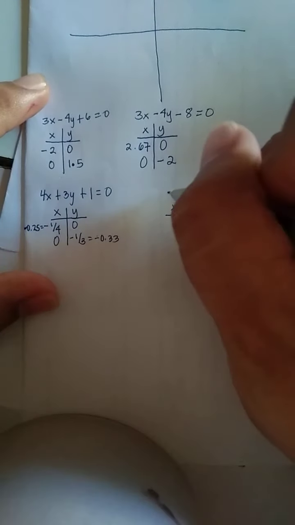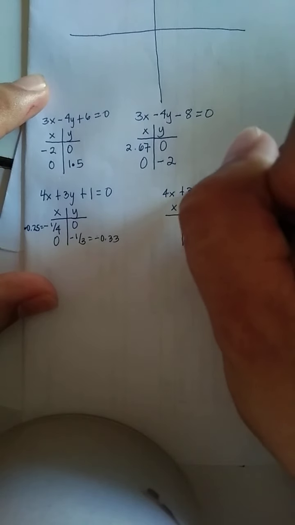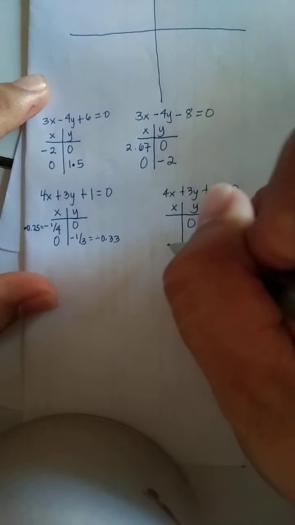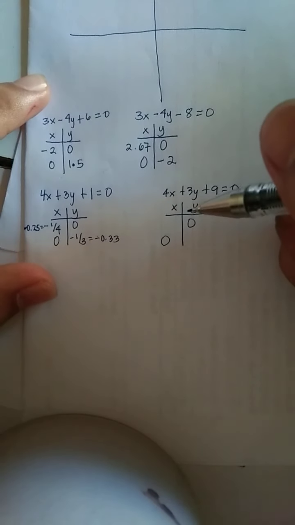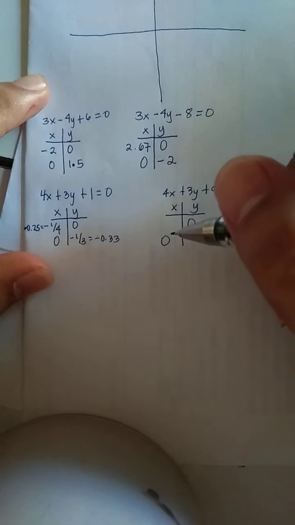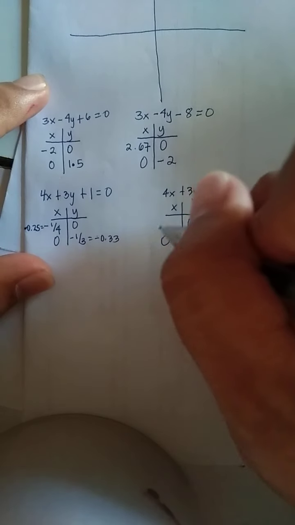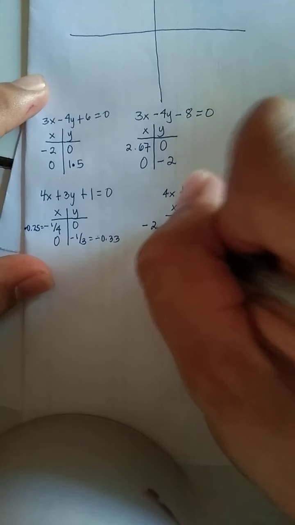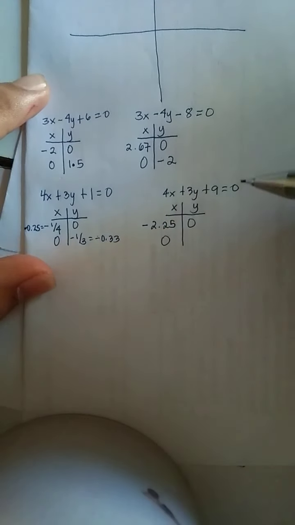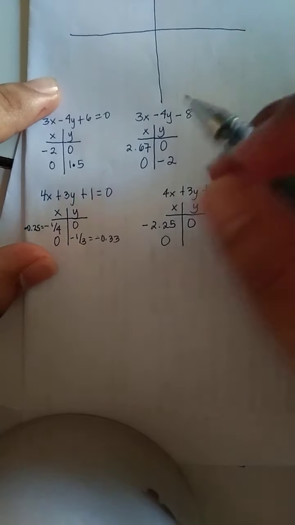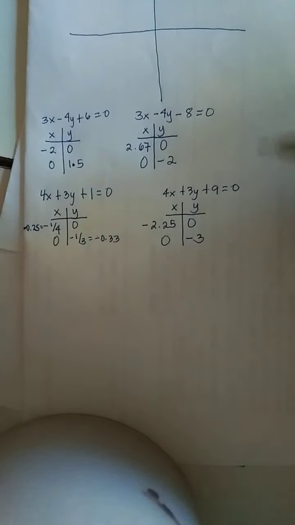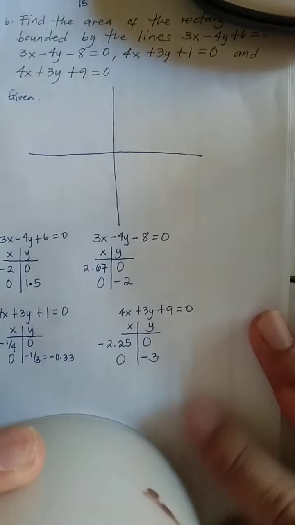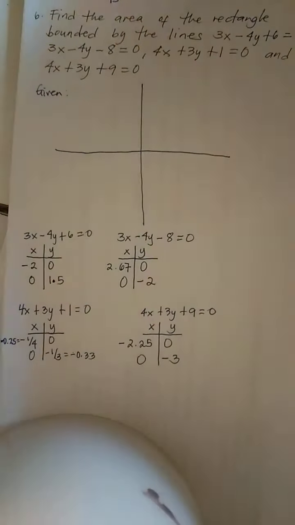The last line is 4x plus 3y plus 9 equals 0. When y is 0, x is negative 9 over 4, or negative 2.25, while when x is 0, y is negative 3. Okay, so it's time to plot the points and graph.